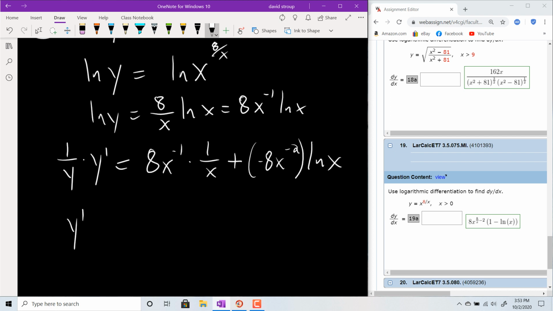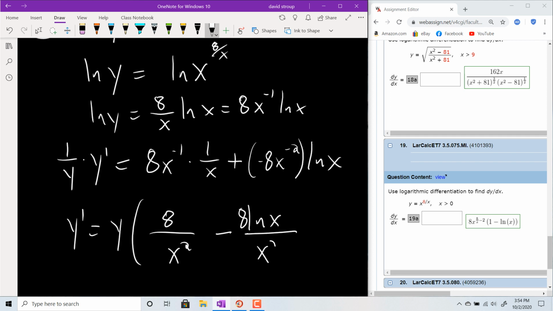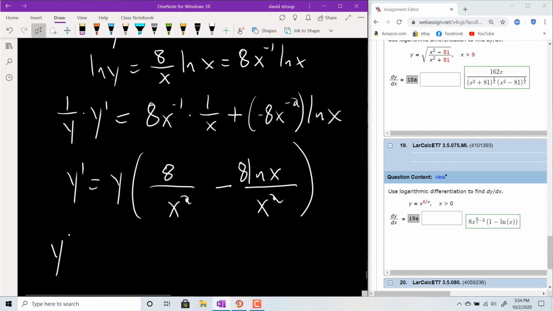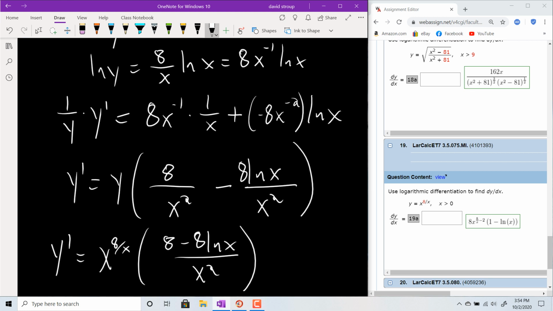Okay, so I have y prime equals y times 8x to the negative 1 times 1 over x, which is the same as 8 all over x squared. And then minus 8 ln of x all over x squared. And then you could replace y with its original form. So y prime is x to the 8 over x times, if you want to combine the numerators over the common denominator, not a bad idea.